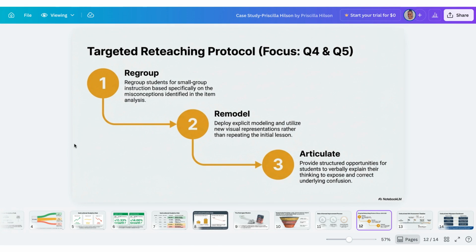So right here, you see the targeted reteaching protocol, and the focus is on questions 4 and 5. For the reteaching of questions 4 and 5, they would need to follow a specific protocol. First, regroup the students based on those misconceptions. Second, remodel the concept using explicit modeling and new visual representations. And thirdly, allow students to articulate their thinking to expose and correct those underlying confusions.